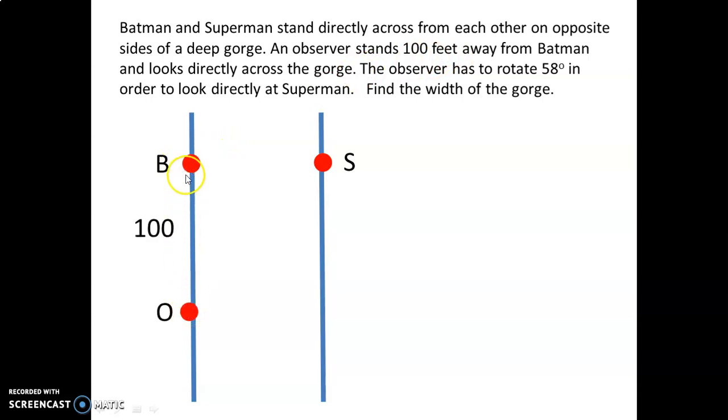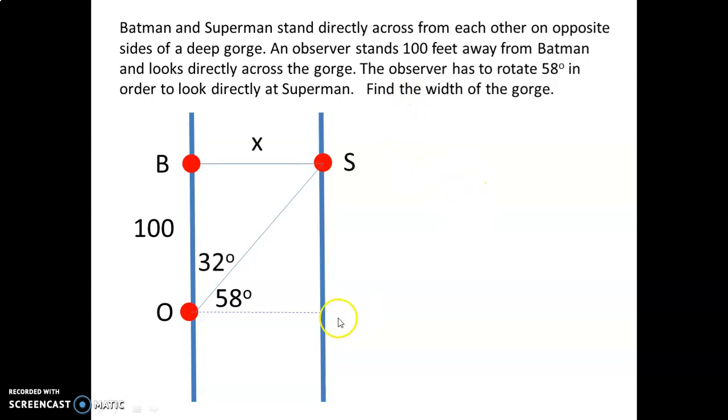Here's the observer, 100 feet away from Batman, looking directly across the gorge. Now the observer has to rotate 58 degrees in order to look directly at Superman. So imagine this person looking straight across. They have to turn their head and then they can look at Superman. So there's 58 degrees. And the question is, how wide is the gorge? See if you can do this using the information we have.